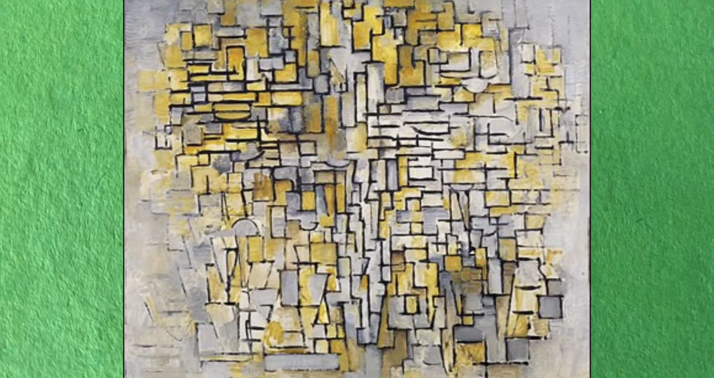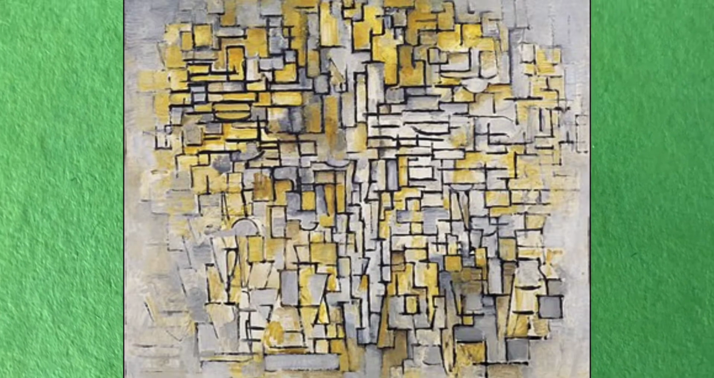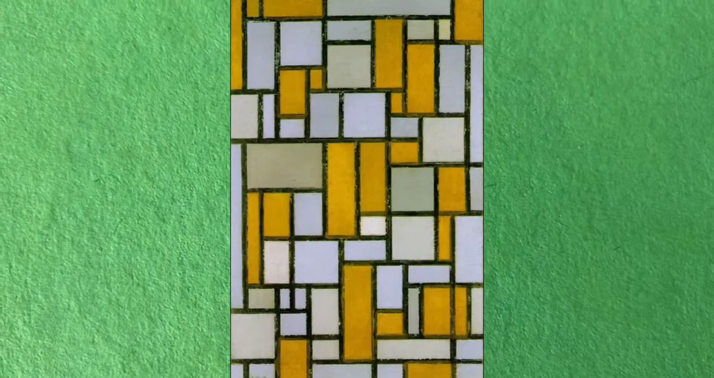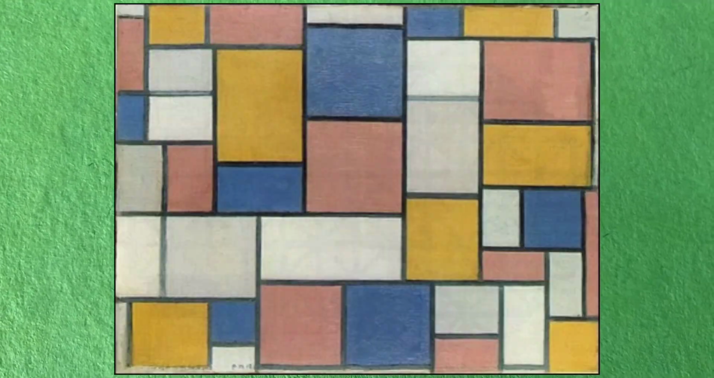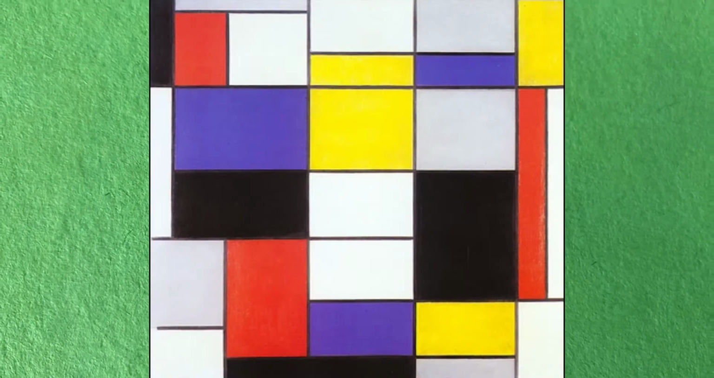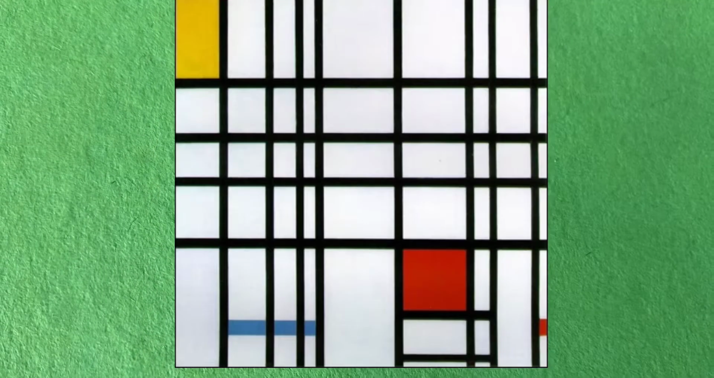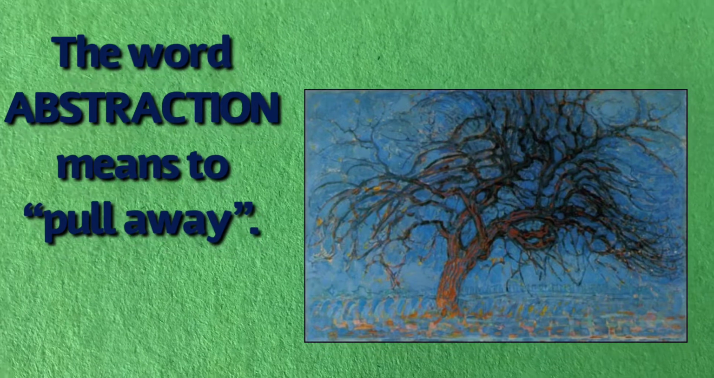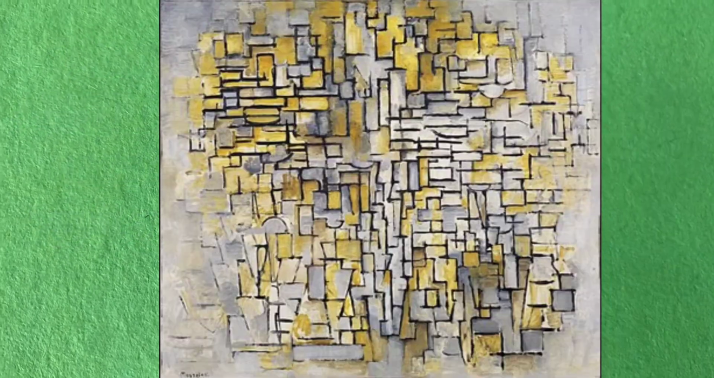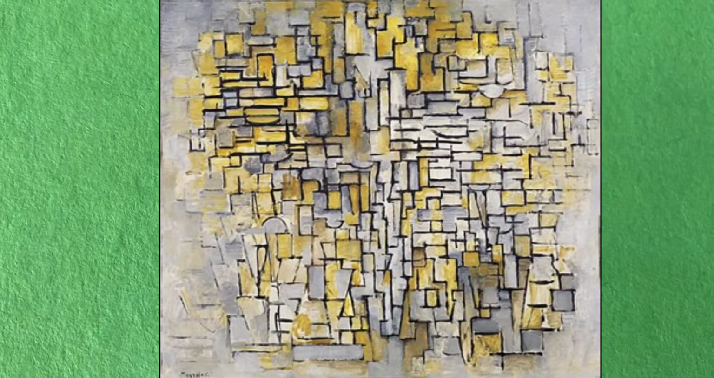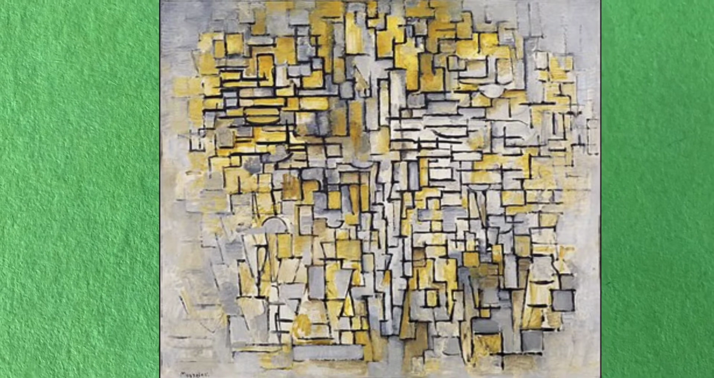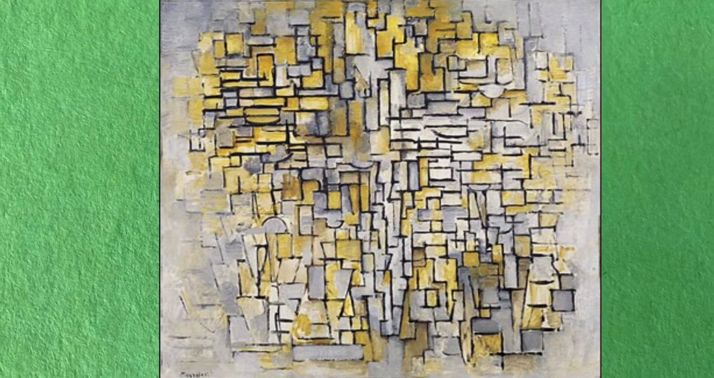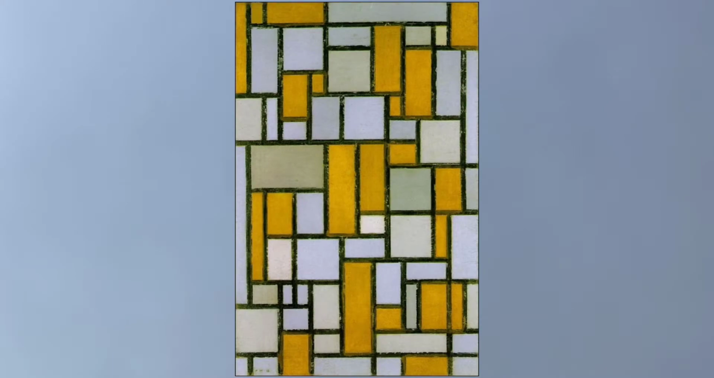Can you follow the progress from his last painting to this one? As Mondrian keeps painting, his work changes. It progresses more and more. The word abstraction means to pull away. What has Mondrian pulled away from the tree and used in this painting, or this one?